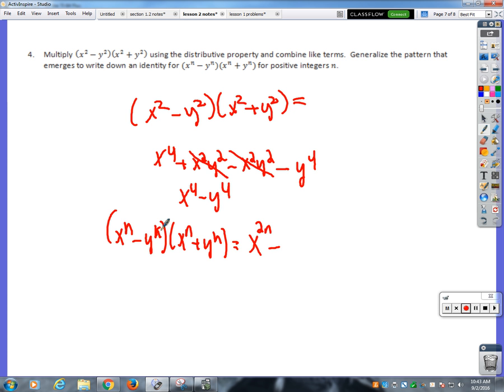And then all the stuff in the middle is going to cancel, and then I've got y to the n times y to the n. This time, you got it. When I add the n's, you get 2n. Okay? All right, so there's some fun patterns that you can see in here as you're going through this stuff.